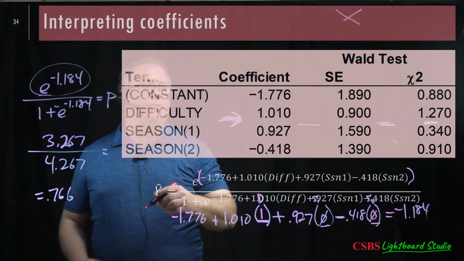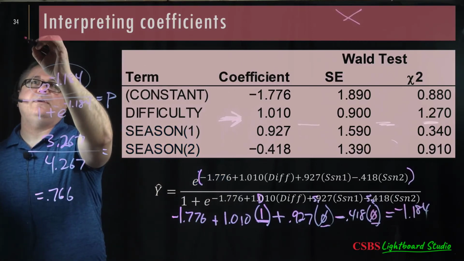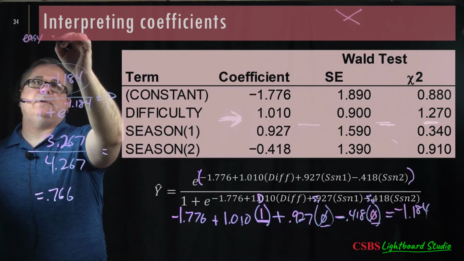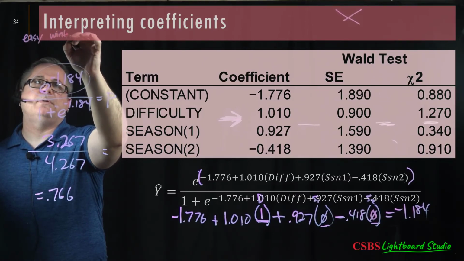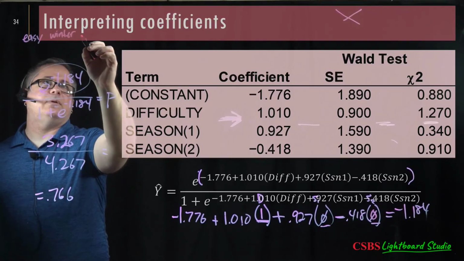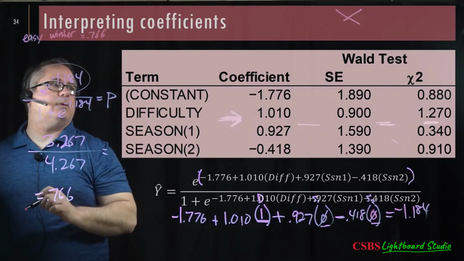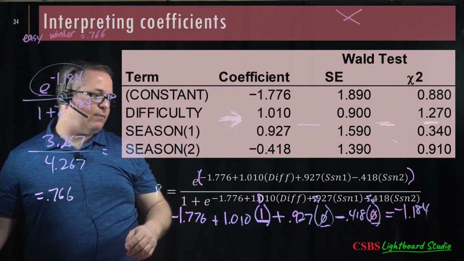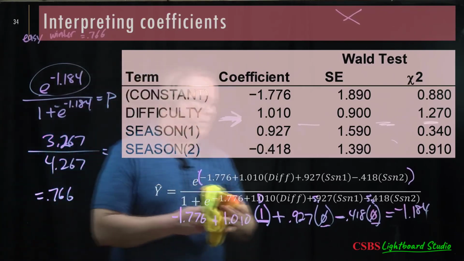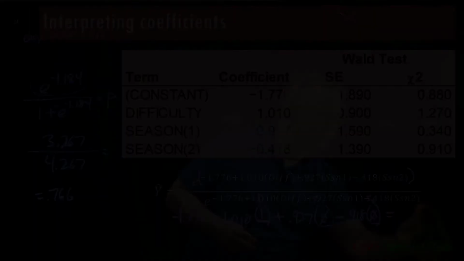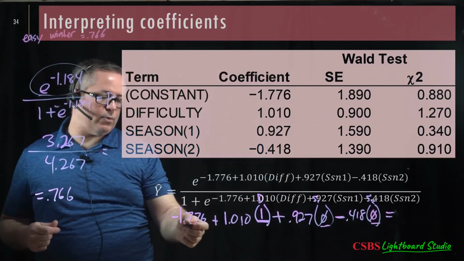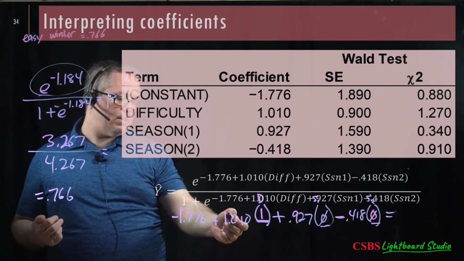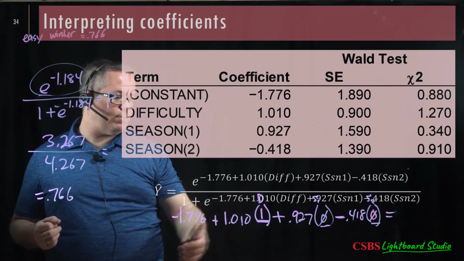So for easy, winter, the probability was 0.766. Let's readjust some of this to see what this number would be if it's now 0 for both of those. So it's really going to be negative 1.776 plus 1.010 times 1, so it's just plus that, and that's it. So it's negative 1.776 plus 1.010.